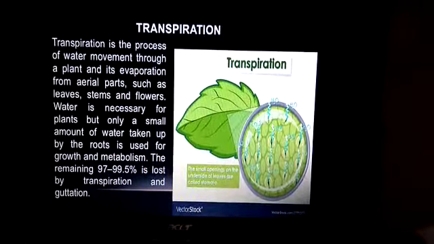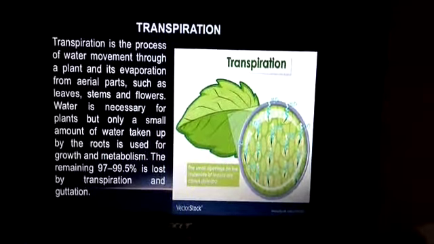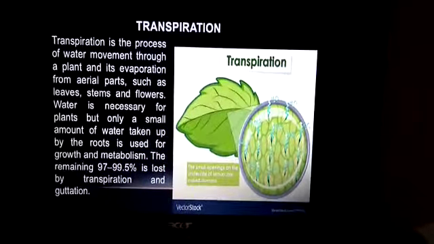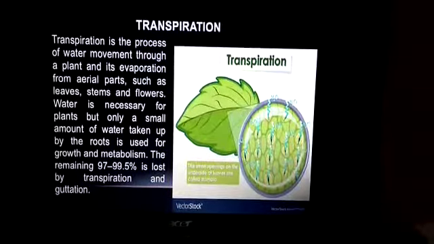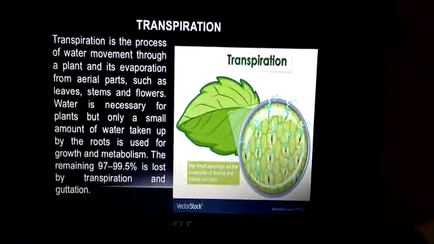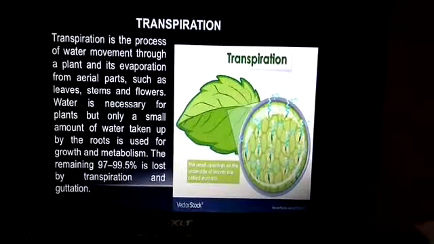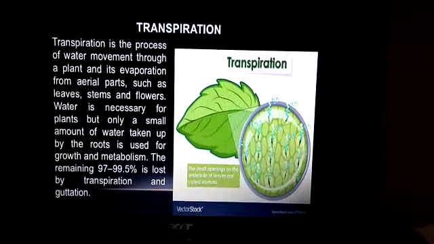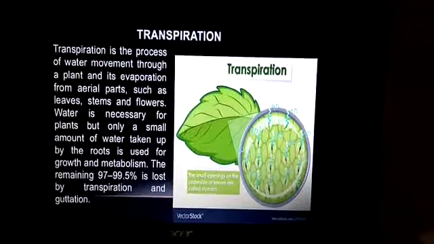Water which is absorbed by the roots is necessary for the plant for growth and metabolism, but only a small quantity of water is utilized by the plant and the rest, 97 to 99.5% of water, is lost by transpiration and guttation.